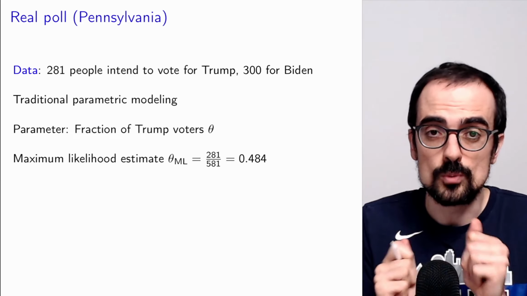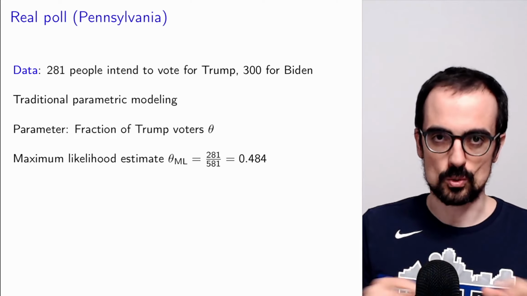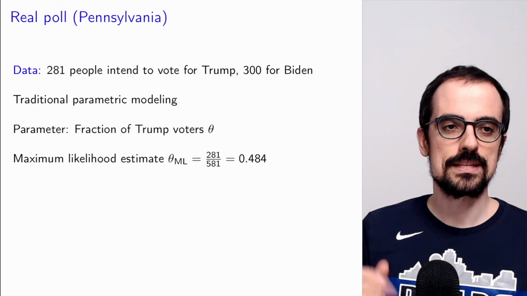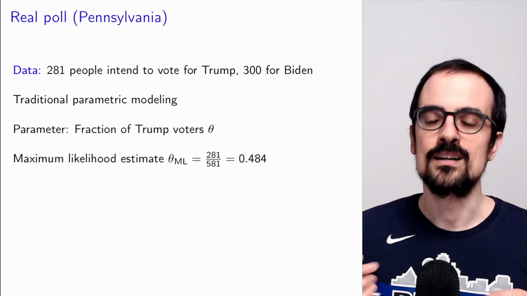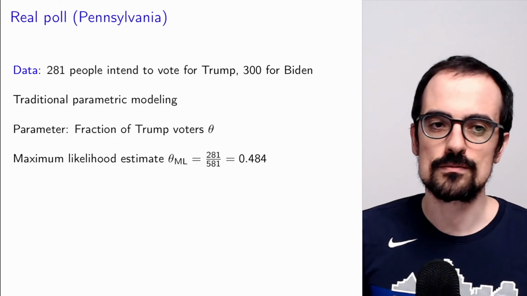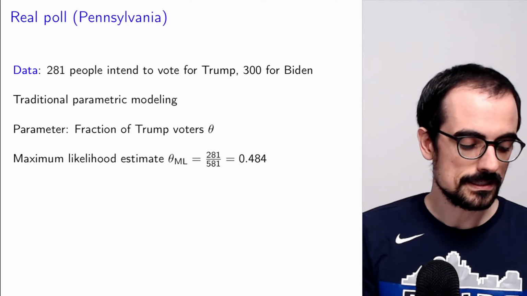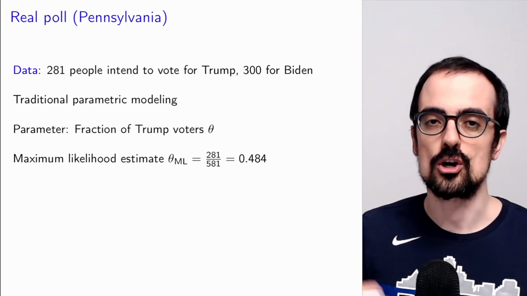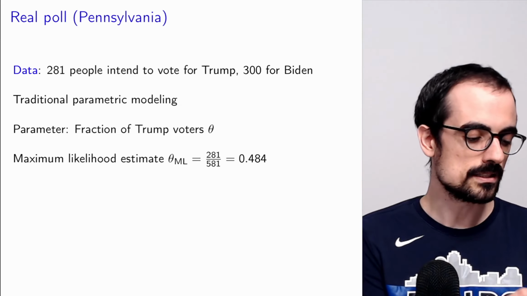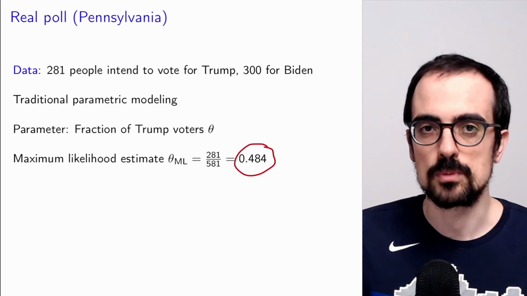Of course, that's not going to be correct, and you would have to correct for this, but this is just a cartoon example. So we're going to assume that we have these 581 people that are chosen completely uniformly at random from all of Pennsylvania. Of course, that's not the case. If it were, then the best estimate for the fraction of Trump voters in Pennsylvania is 48.4%.